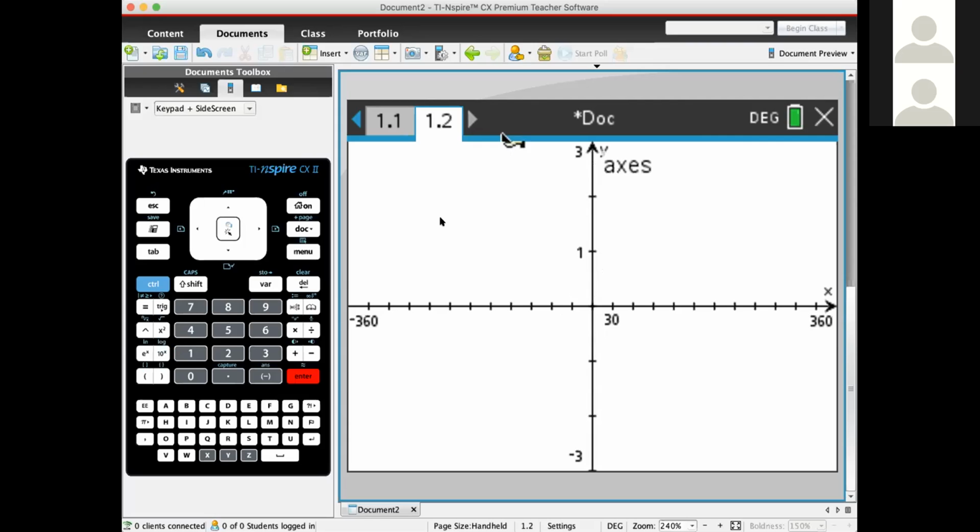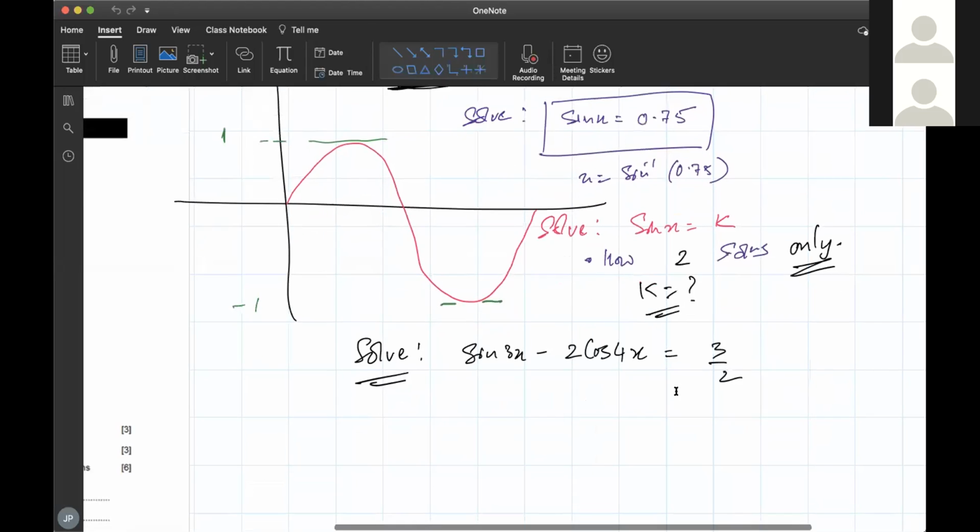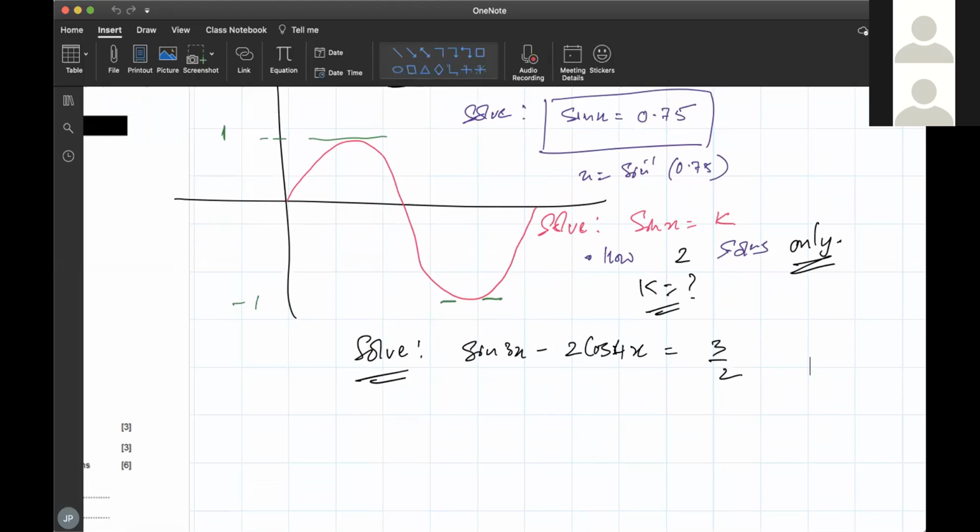All right. Let's look at that question again. What was that complicated question I made up? Let's go to that OneNote. The complicated question that I had made up was sine x minus 2 cos 4x is equal to 3. Let's call that k. Let's keep the same thing, two solutions. This equation is equal to k. What is the value of k for two solutions?